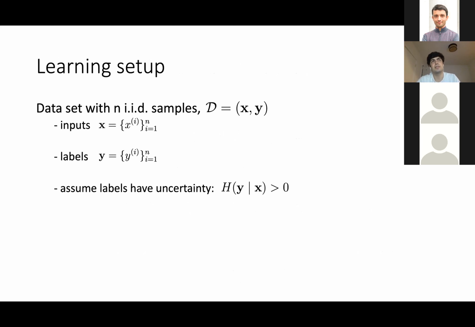So let's start with the setup. We imagine we have n IID samples from an unknown distribution, where the data set is denoted by D. The bold X is a collection of n inputs, and the bold Y is a collection of n outputs. We assume here that there is some noise in labels, meaning the uncertainty of Y given X is greater than 0. There is some uncertainty in Y even after we know the input X. This can be due to many things: label noise, inputs being corrupted, or multiple labels being applicable for one X. Many cases fall under this assumption.